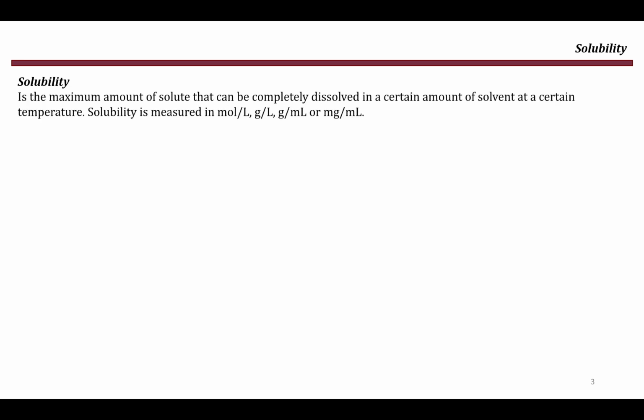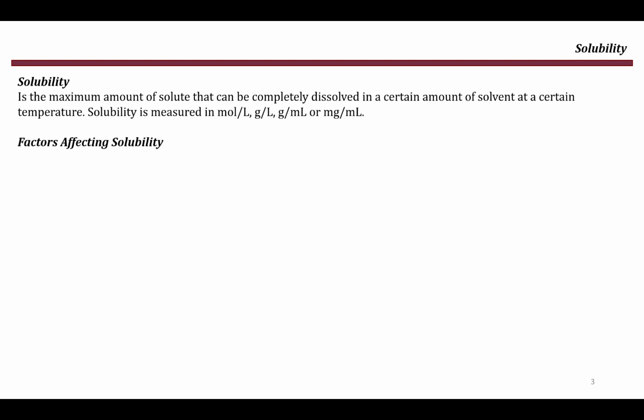Let's start with solubility. Solubility is the maximum amount of solute that can be completely dissolved in a certain amount of solvent at a certain temperature. Solubility is usually measured in moles per liter, grams per liter, grams per milliliter, milligrams per milliliter, or even grams per 100 milliliters. So there are different units to measure the solubility of a compound.